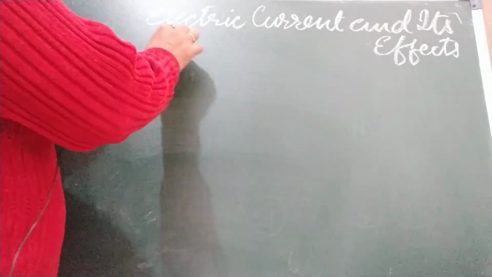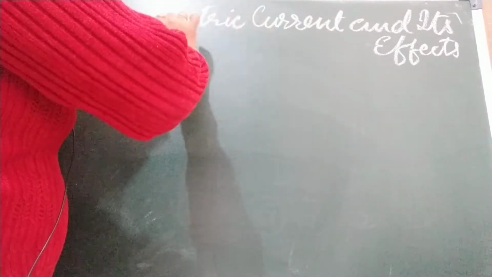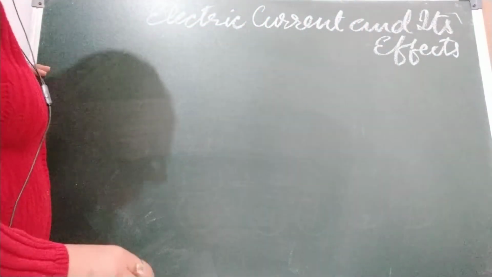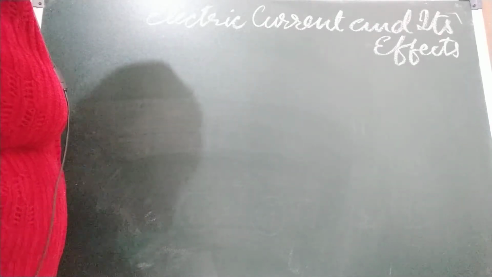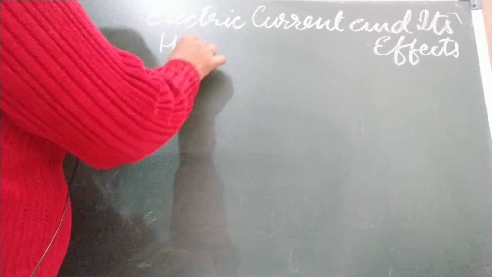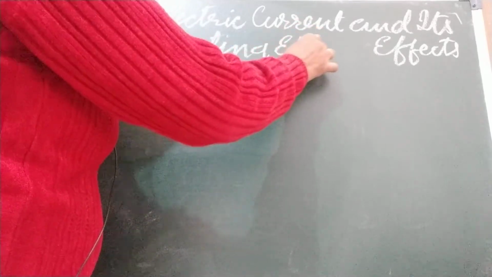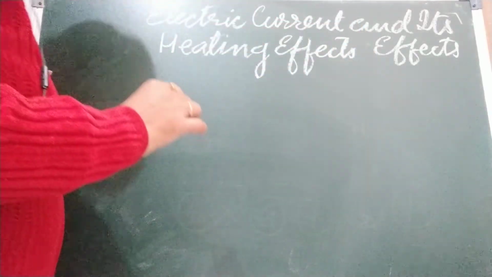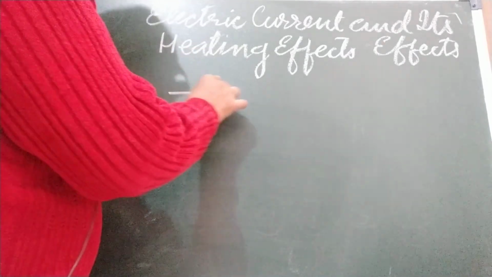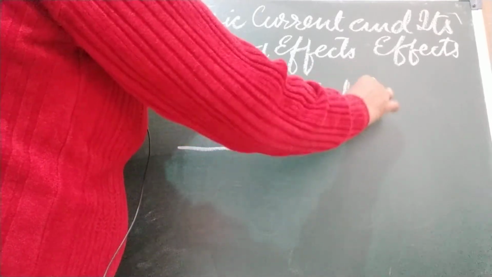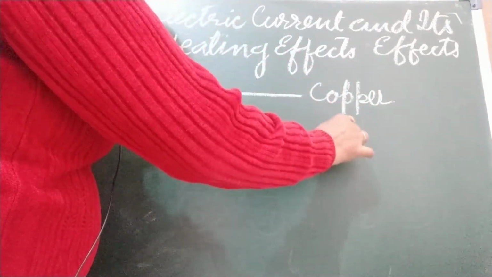Now we are going to discuss effects of electric current. This is electric current I told you. And now what are the effects of this electric current? First effect is heating. Okay, first effect is heating effect. Heating effect, children, all conducting wires. Okay, when the current is passing, like I am drawing two conducting wires, this is of copper and this is of nichrome or tungsten.